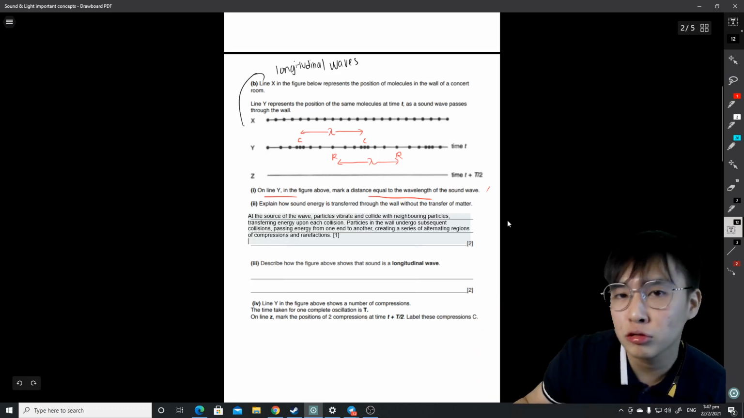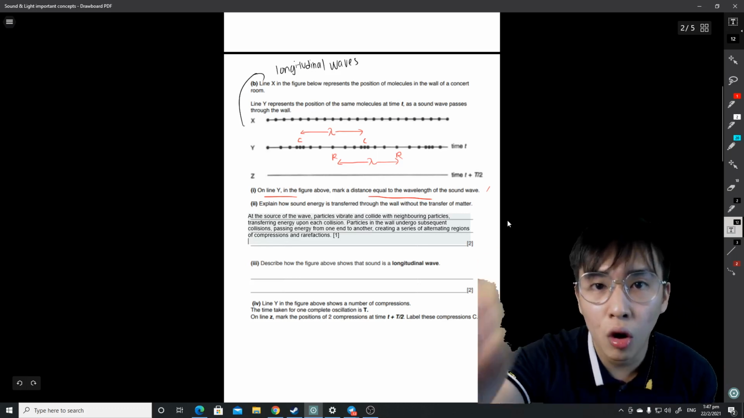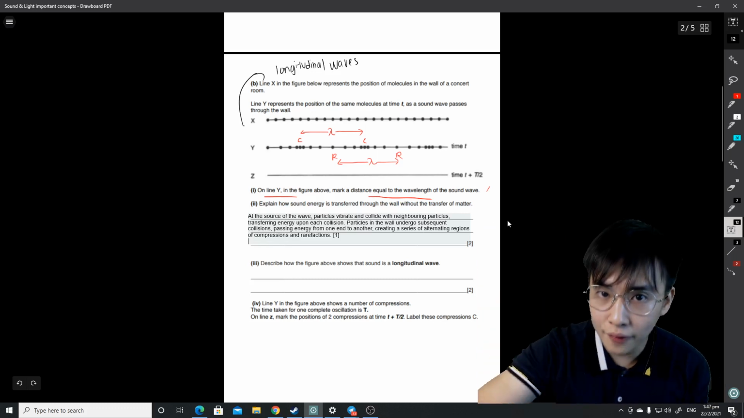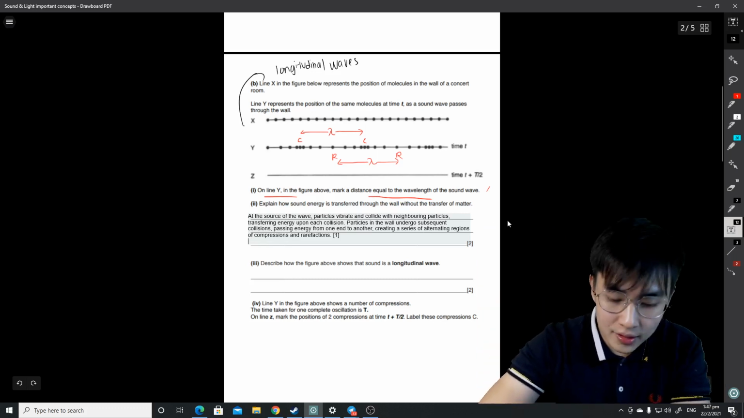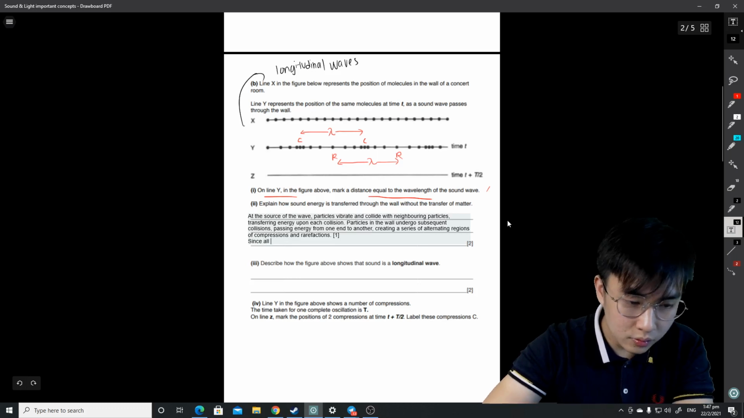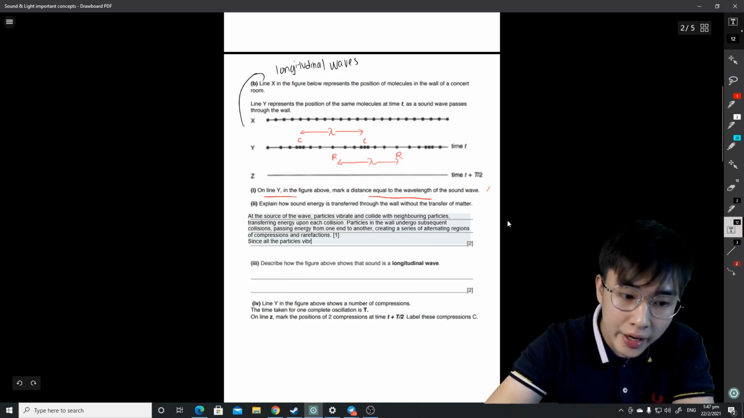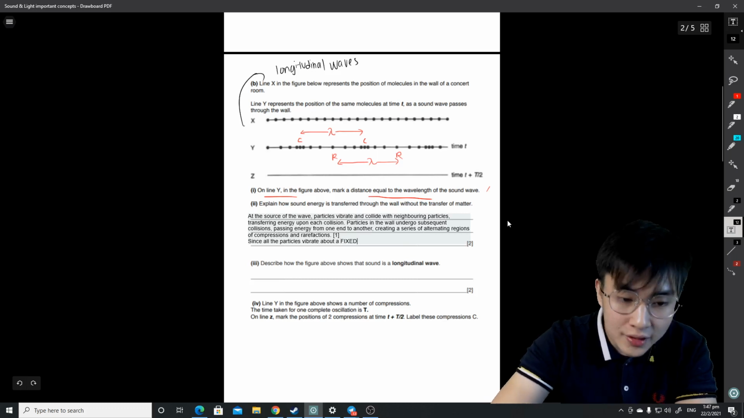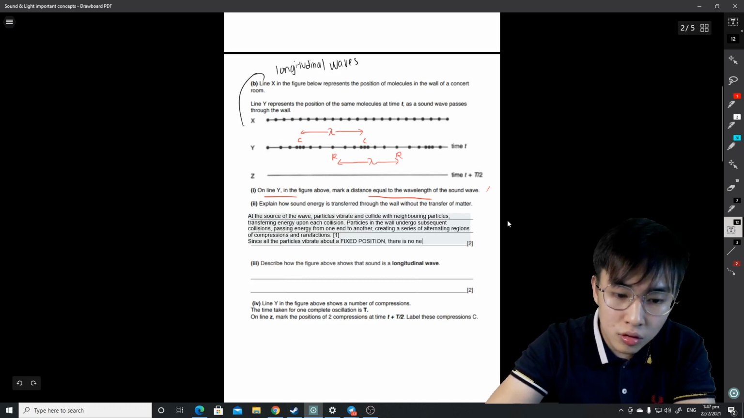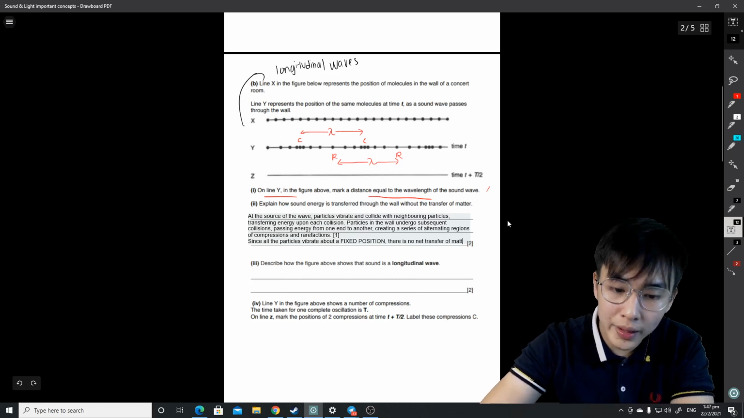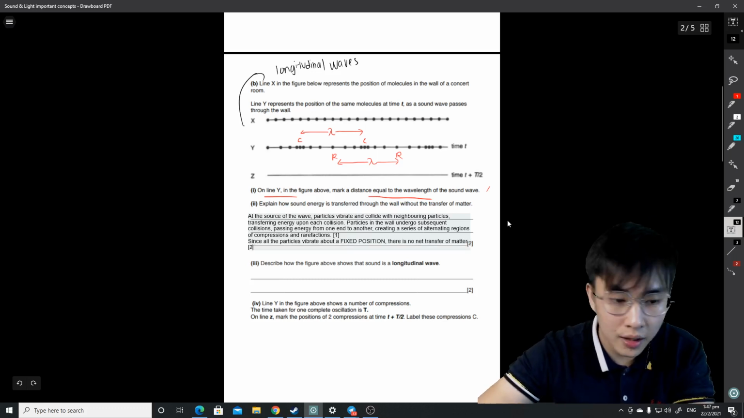The second mark, how do you get it? How come there is no transfer of matter? This is for all waves, so you have to write this down. Since the particles vibrate about a fixed position, there is no net transfer of matter. So this is the second mark.